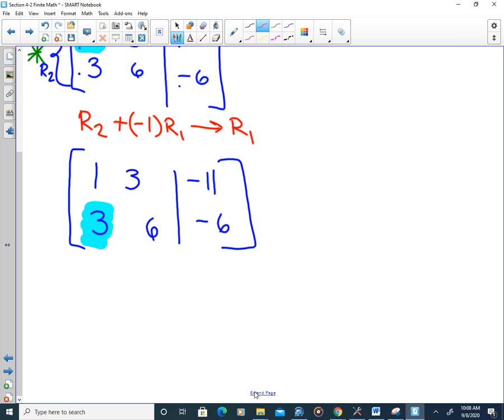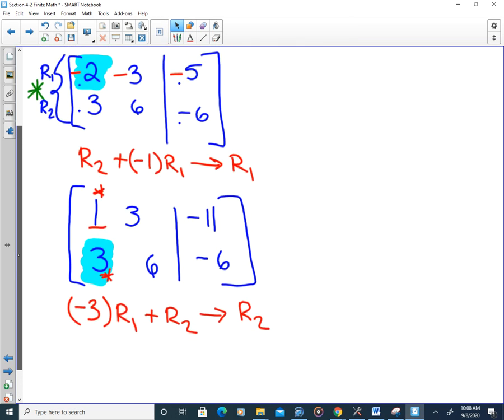Okay, so what we're going to do is use this 1 that we got here to get this to be a 0. So we're going to multiply row 1 by negative 3. When I multiply row 1 by negative 3, it makes this element right here a negative 3. And then I'm going to add that to row 2 and replace row 2.